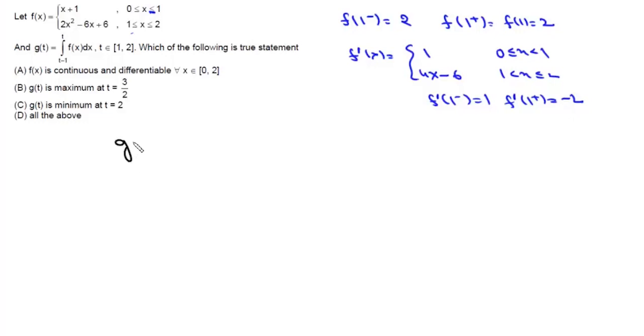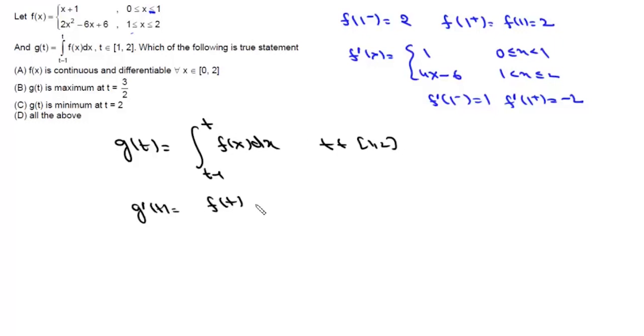Now this function g is defined as g(t) equals the integral from t minus 1 to t of f(x) dx, when t belongs to 1 to 2. We find g'(t) will be f(t) minus f(t minus 1), where t lies between 1 and 2. If t lies between 1 and 2, this is f(t) in this interval.